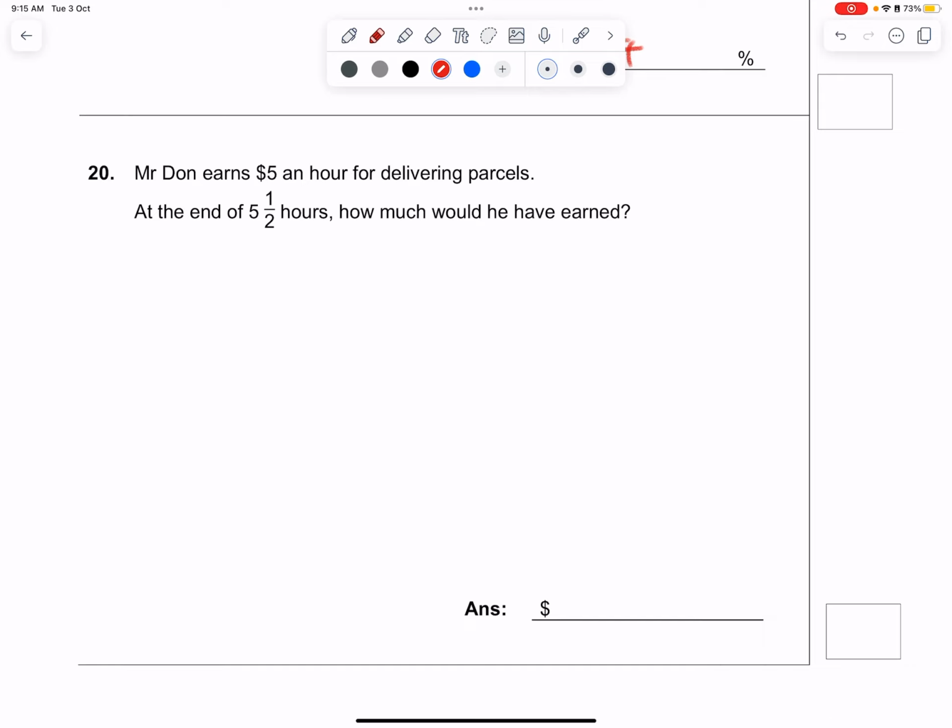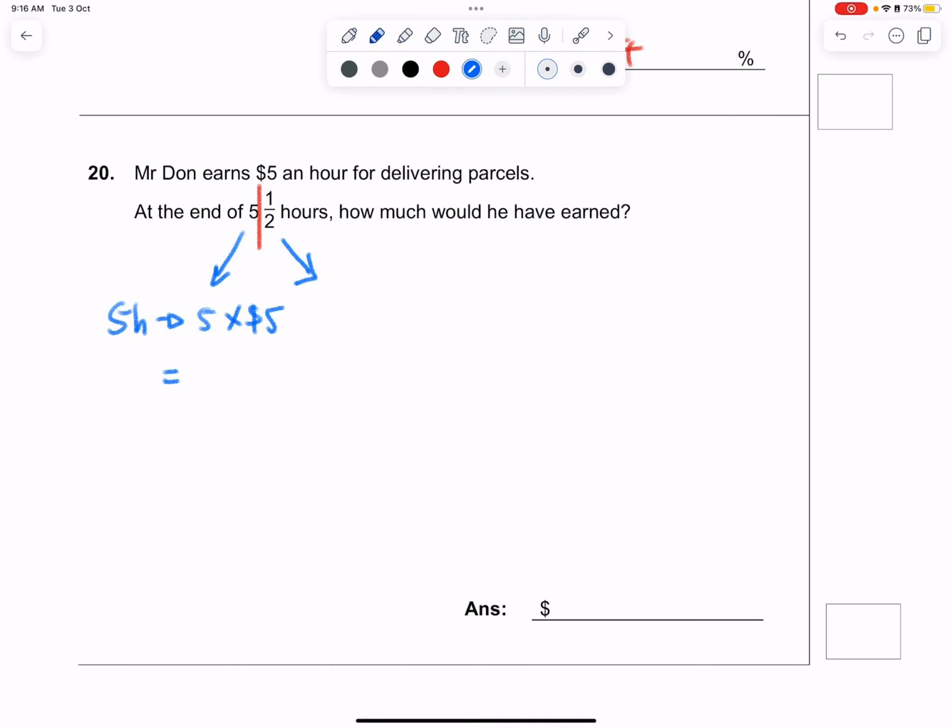Mr. Don earns $5 an hour for delivering parcels. At the end of 5.5 hours, how much would he have earned? So to do this kind of question, I would like to split this into 2, so that it is actually easier to work with. So for the 5 hours, how much did he earn? It's just basically 5 times $5.